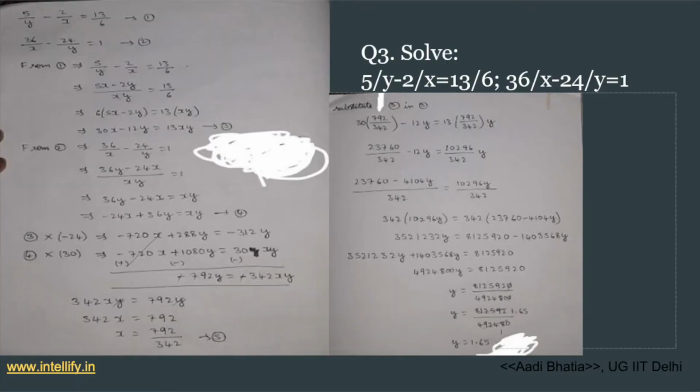Now we go to the third question. 5 upon y minus 2 into x is equal to 13 upon 6, and 36 upon x minus 24 upon y is equal to 1.